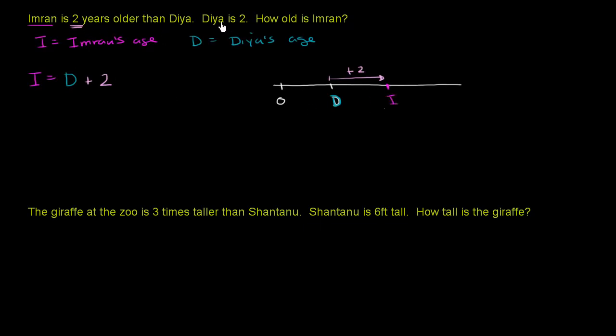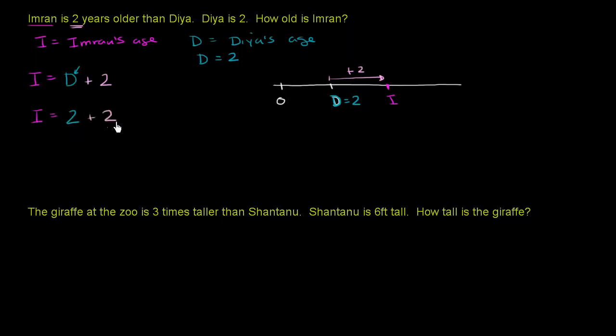Then they tell us that Dia is 2. So that's like saying that D, which we're using to represent Dia's age, is equal to 2. So we can rewrite this as Imran's age is equal to Dia's age, which we now know to be 2, plus 2.